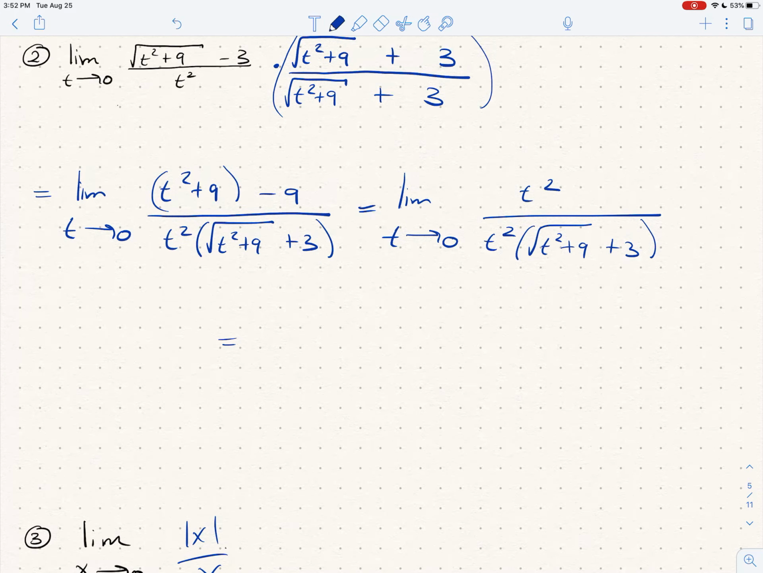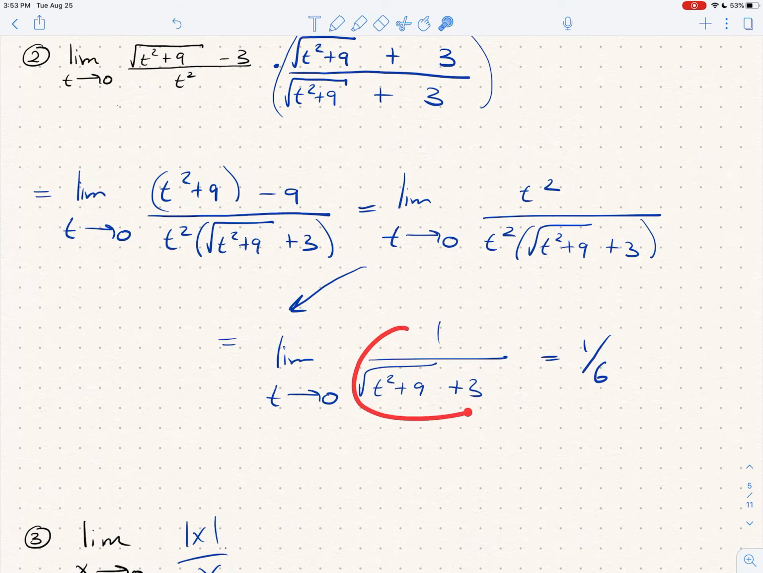This is the same thing as the limit as t goes to 0 of 1 over radical t squared plus 9 plus 3. Now at this point you can let t go to 0, and as it does, t is going to 0, so this is looking like root 9, which is 3 plus 3. So this thing is just 1 over 6. At this point, I'm just using the direct substitution property.